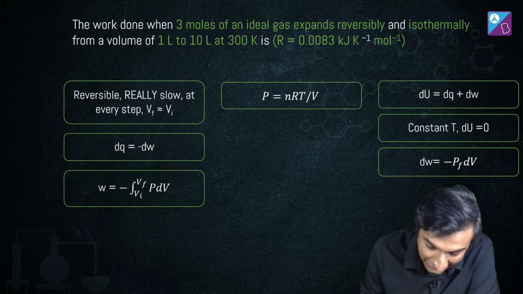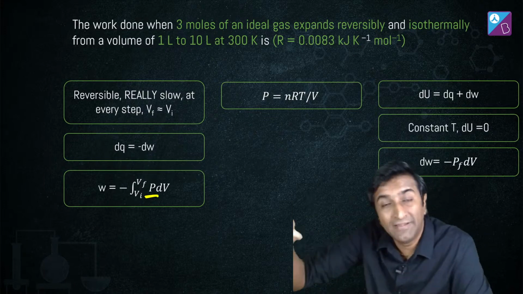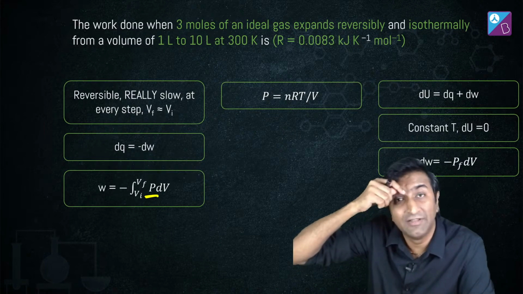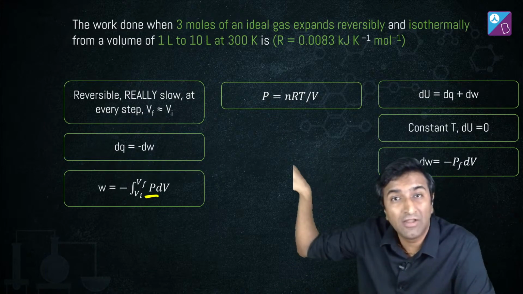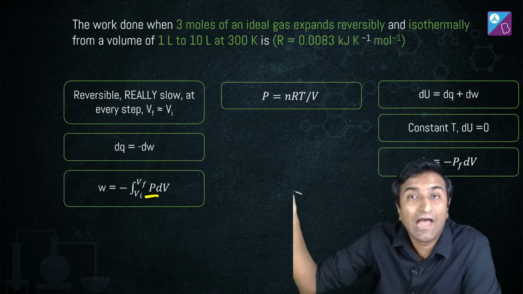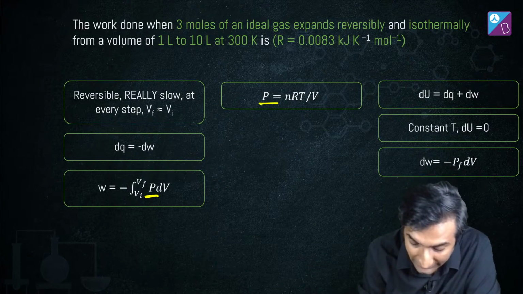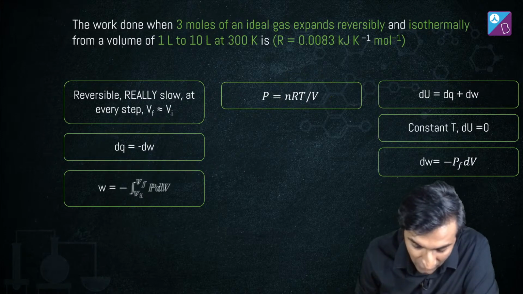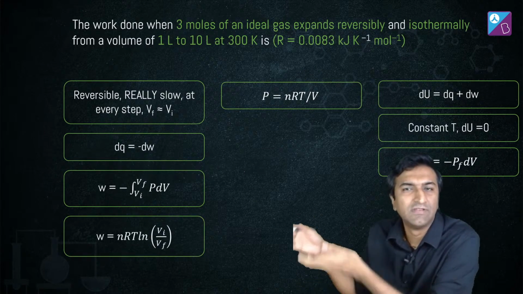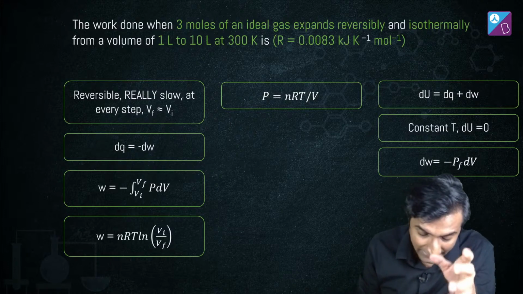Now here's one small thing, right? This P is also a dependent variable. Have you done this in integration and differentiation? P is also dependent on V, so you can't take it out of the integration. So what you do is you write down nRT by V, and then you integrate, you get dV by V, which is ln V, right? Make sure that you take care of the sign.